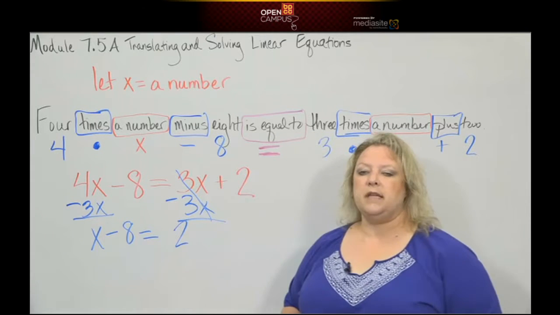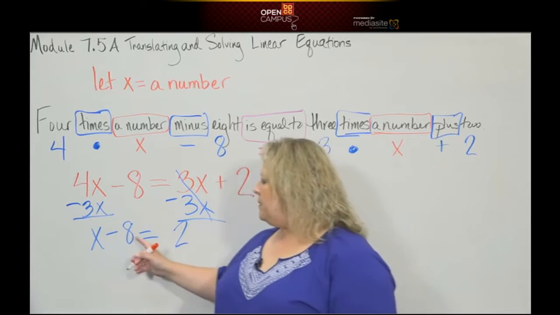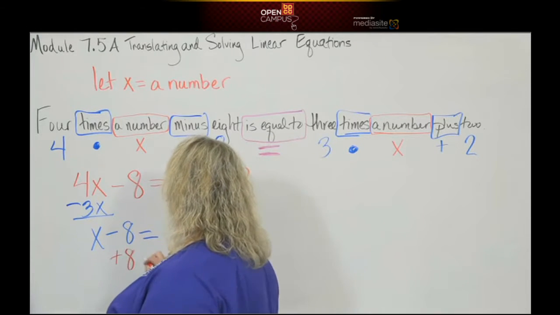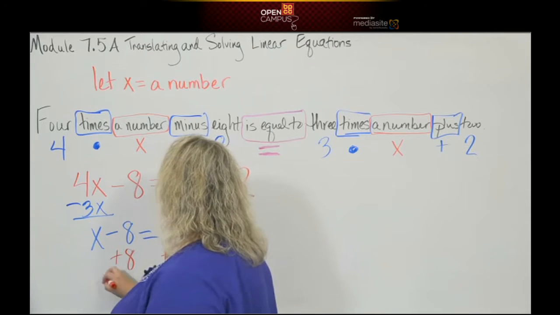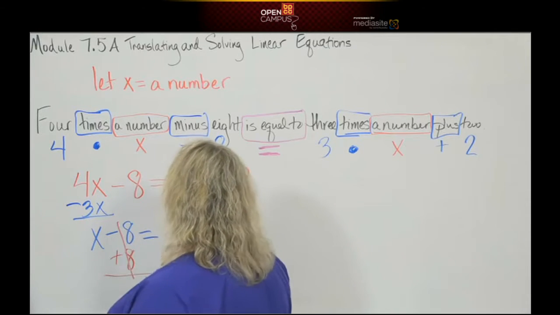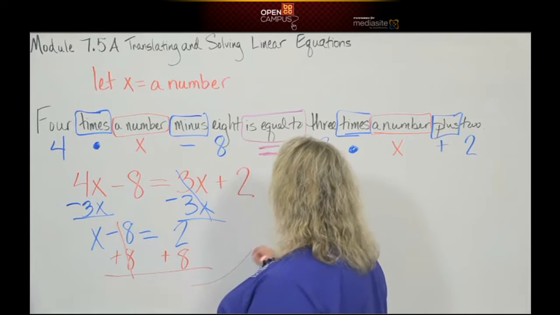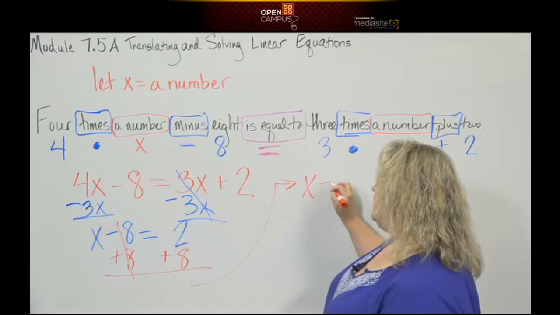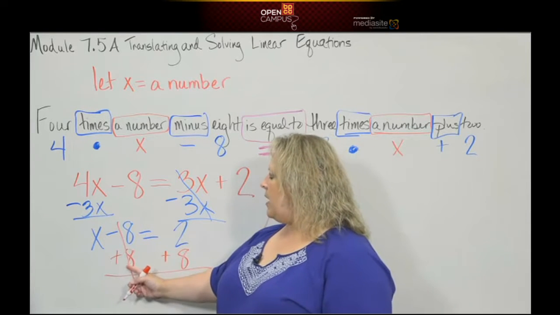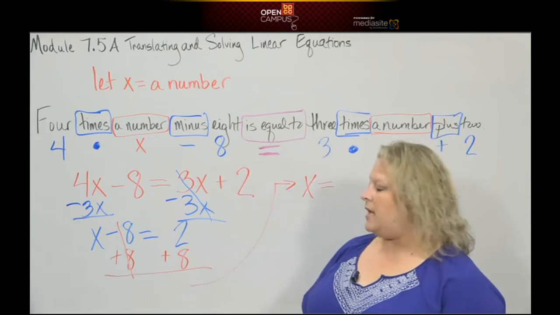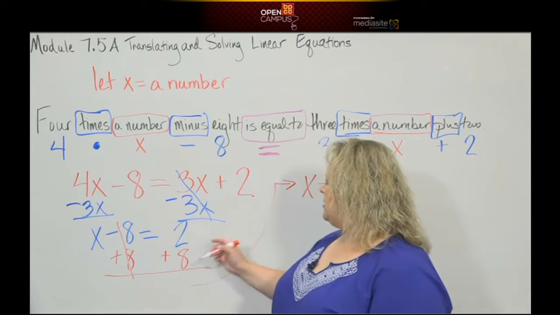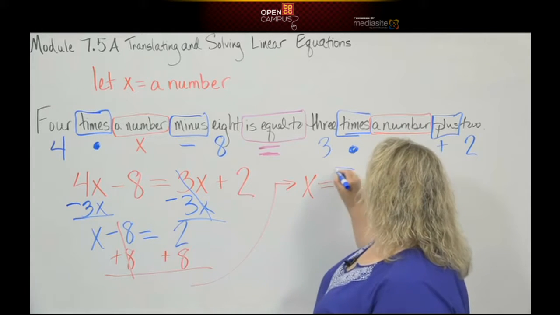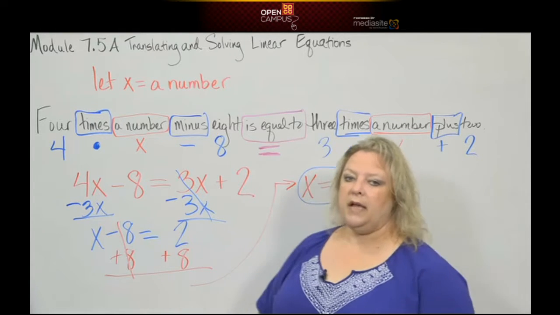And then we have one step left. Our last step is to move the 8 over here by doing the opposite, which is addition this time. And that cancels out to be 0. I'm going to write my answer way up here. So I have x is equal to, this negative 8 and this positive 8 are opposites of each other, so they cancel out to be 0. And then 2 plus 8 makes 10. So we say that our answer is 10, okay?